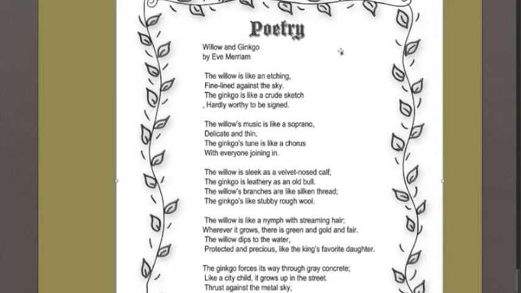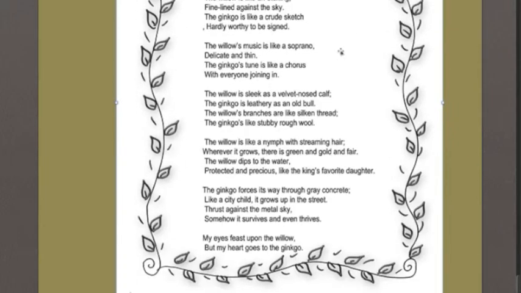The willow dips to the water, protected and precious, like the king's favorite daughter. The ginkgo forces its way through gray concrete. Like a city child, it grows up in the street, thrust against the metal sky. Somehow it survives and even thrives. My eyes feast upon the willow, but my heart goes to the ginkgo.